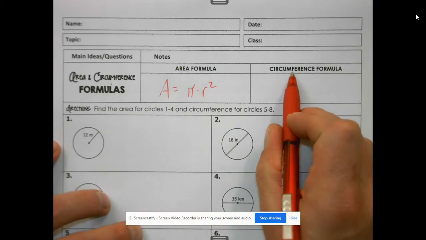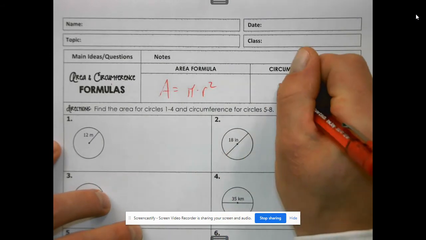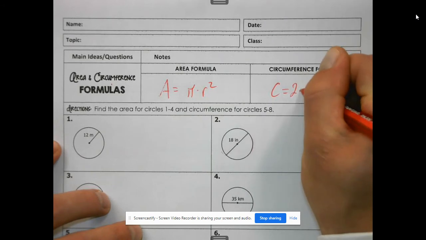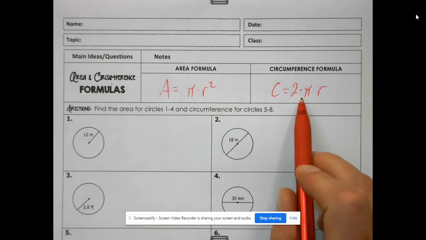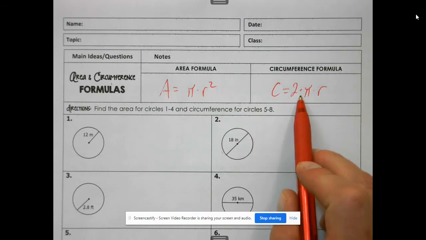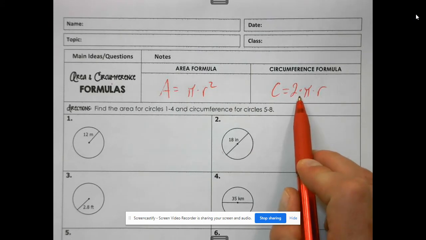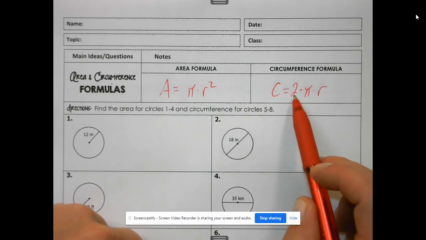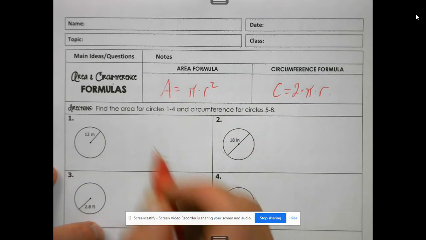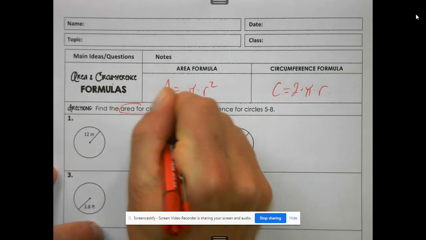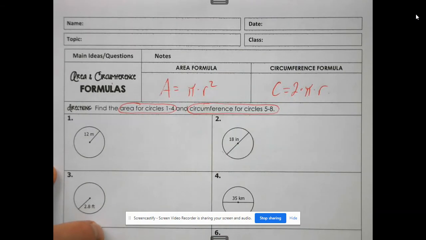Circumference formula, remember circumference, guys, is your distance around a circle. Circumference formula is C equals 2 times pi times radius. There is another one that you can just take pi times diameter, but we're going to use this one because on the backside we actually got to solve for r. So for circumference for this unit, guys, we're going to use 2 times pi times radius. Numbers 1 to 4, they just want the area, and then numbers 5 to 8, they want the circumference.